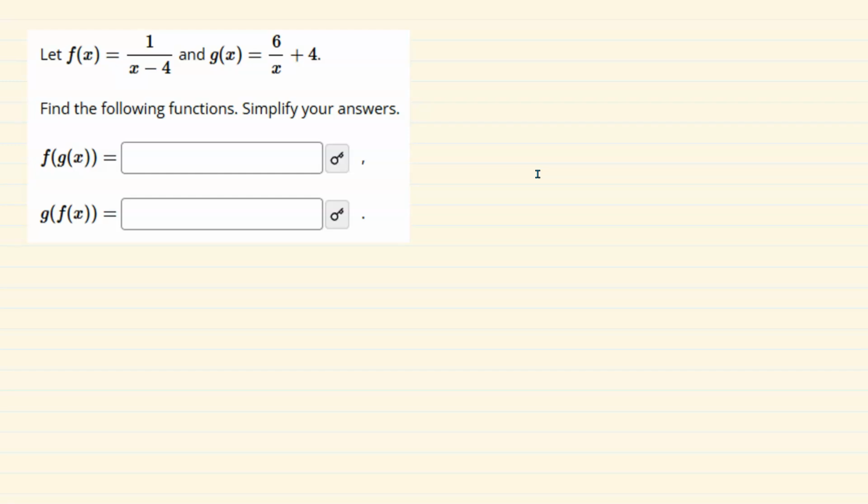Now we're still dealing with the composition of functions, but we're not plugging in a value for x. As you can see, there's an x within g of x and f of x for both problems. So in this case, we can't get a numerical solution. We can only simplify our function as much as we can. So let's see how we do this.